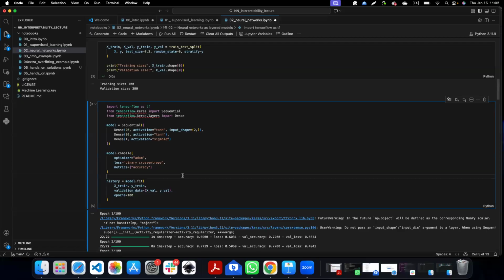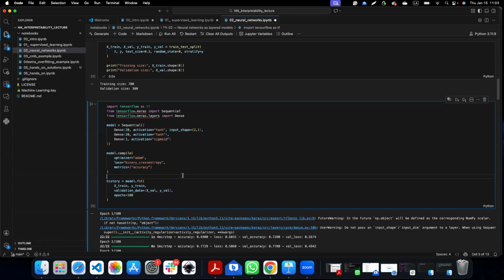So we go back, and here we define our model. We have 3 layers. The first layer has 20 neurons, with an activation function of hyperbolic tangent. The second one has 20 again, and the third is going to have 1 because we just want the classification, right? And again, the activation is going to be the sigmoid because we are computing the probability. So we compile, and in this case, the optimizer is going to be Adam.